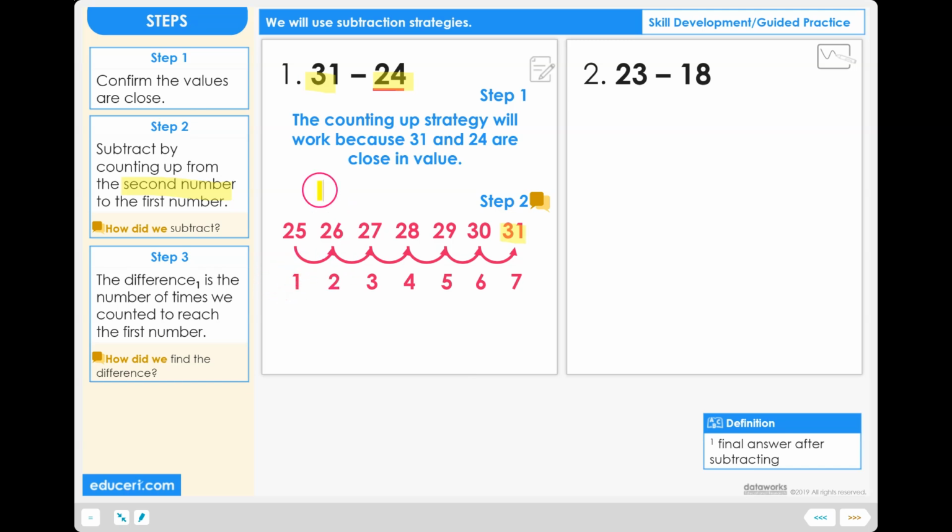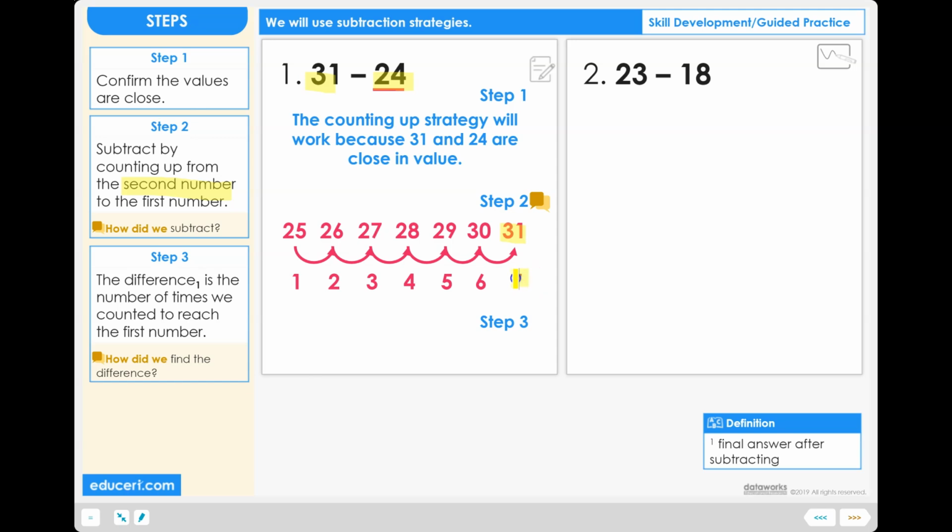In step 2, we subtracted by starting from the second number and counting up and keeping track until we got to the value of the first number. Step 3. Read the difference. The difference is the final answer after subtracting, so the answer to our subtraction. The difference is the number of times we counted to reach the first number.